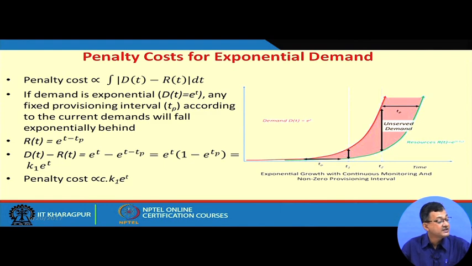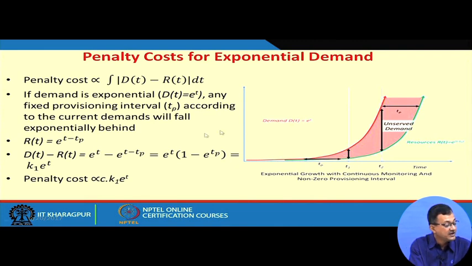Suppose the demand is exponential, like D(t) = e^t. Any fixed provisioning time interval Tp, according to the current demand, will fall exponentially behind. Suppose I require time Tp to provision the resources; by the time I provision, demand has gone up. So the resources R(t) = D(t - Tp), and this provisioning time Tp will create havoc.